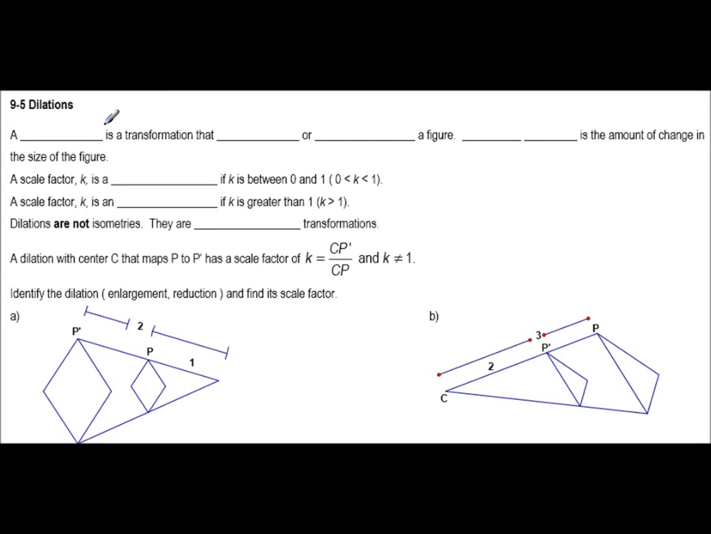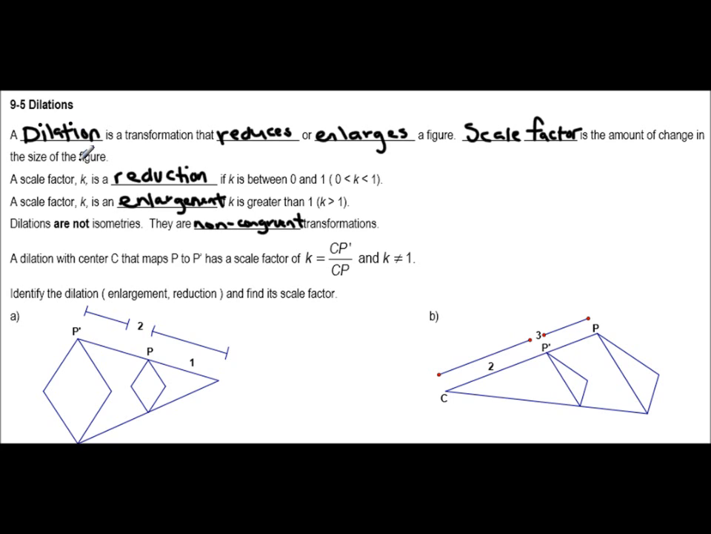Dilations, as we talked about before, is just a reduction or an enlargement of a figure. We have what's called the scale factor, and that just tells us how much the figure was made bigger or how much the figure was made smaller. So the scale factor, we'll just call it K. Doesn't matter what you call it.